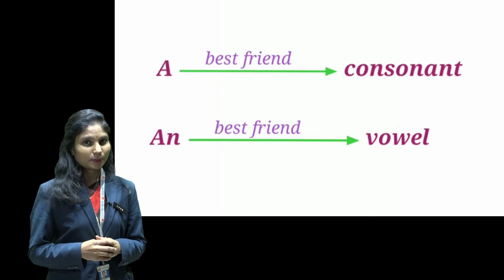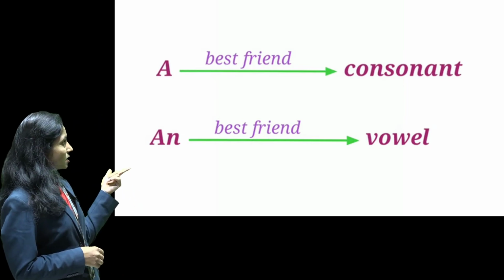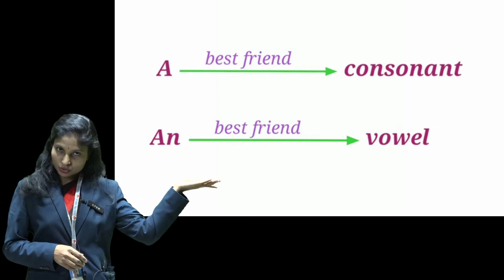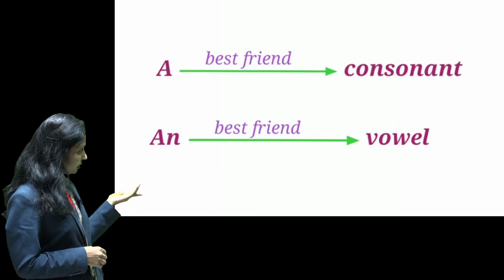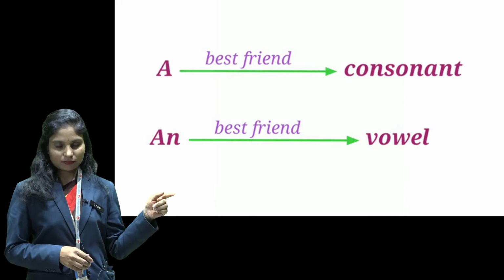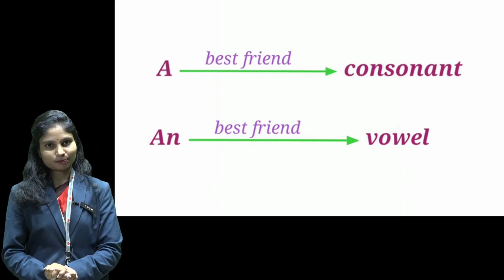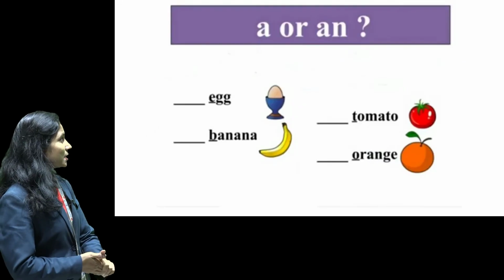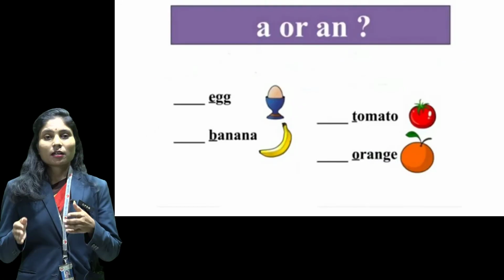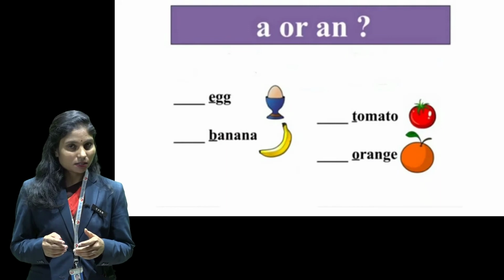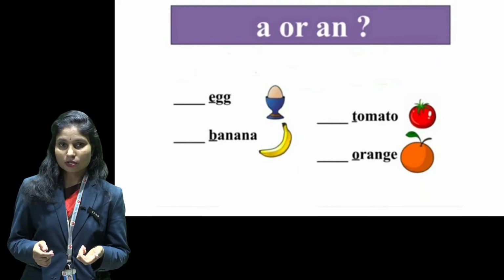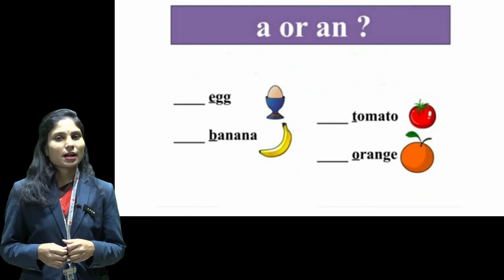Here we can say that article a is used with the naming word that starts with a consonant sound and article an is used with the naming word which starts with a vowel sound. Let's see a few examples here. The first example is egg. The first letter of egg is E, which is a vowel sound. So here we will use article an.